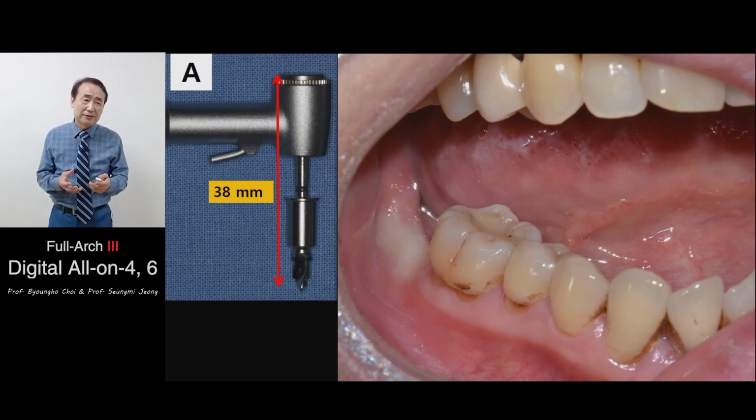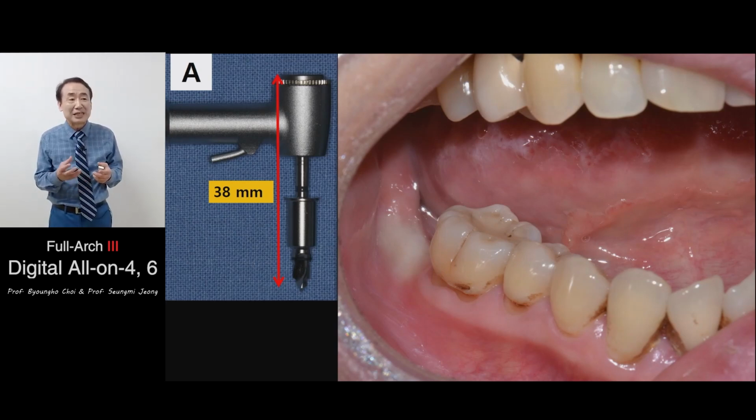Do you think it's possible to place an implant in the area using this drill that has 38 millimeters of drilling length from the top of the handpiece to the tip of the drill? I don't think it's possible.